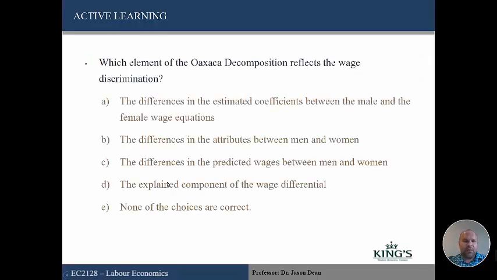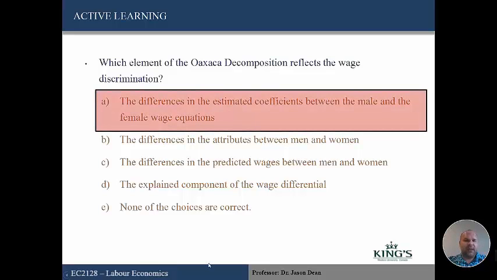Okay, so let's do some questions. Which element of the Oaxaca decomposition reflects the wage discrimination? I'll let you take a look, maybe pause your video. Okay, the answer is A. It's the differences in the estimated coefficients between the male and the female equations. There's no reason they should be any different.